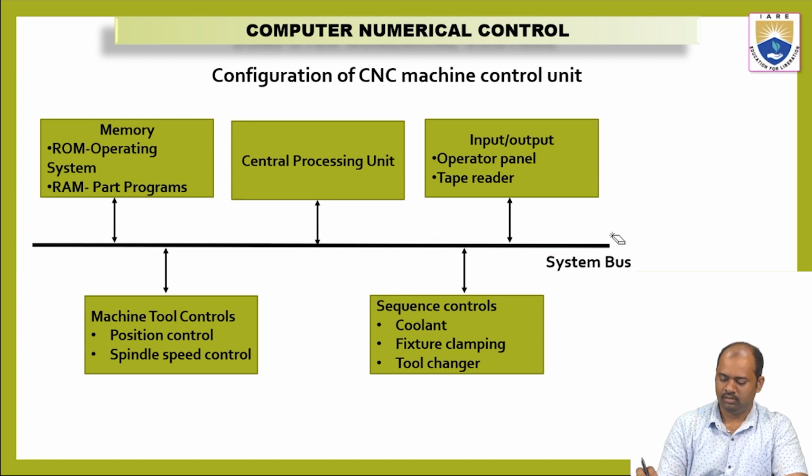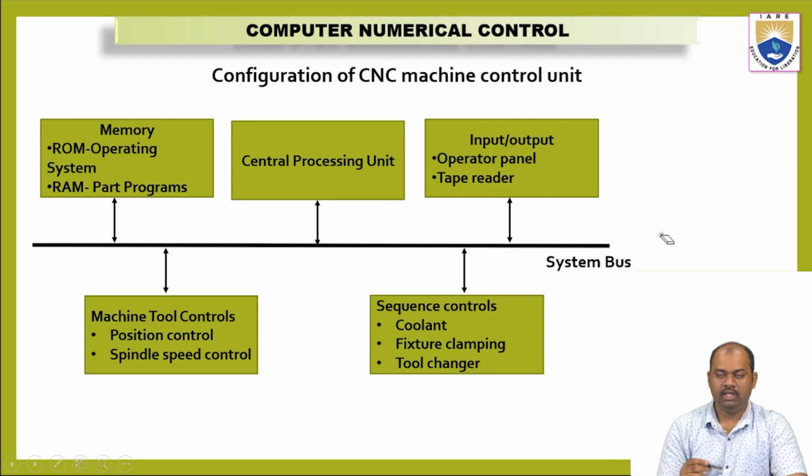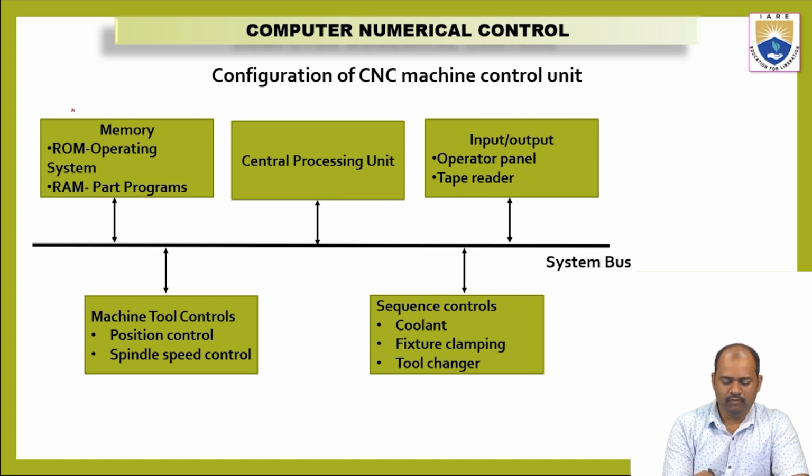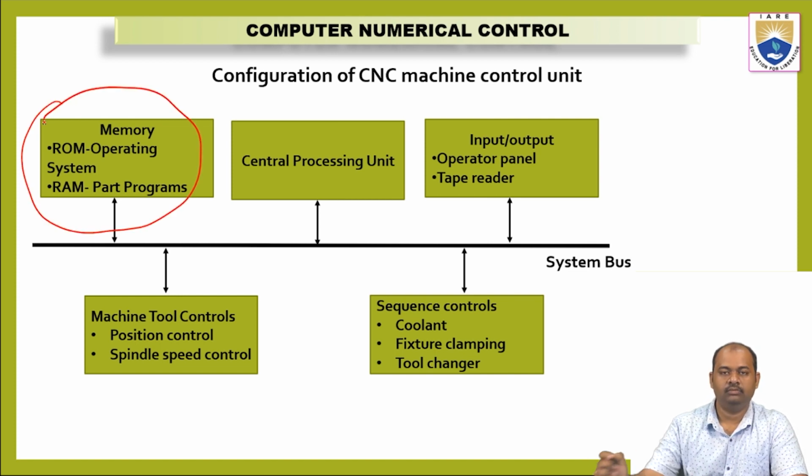Okay, system bus. So each and every part of the system will be taking or giving the information to this system bus. System bus is again connected to the manufacturing machine. Now see, the first part is memory.